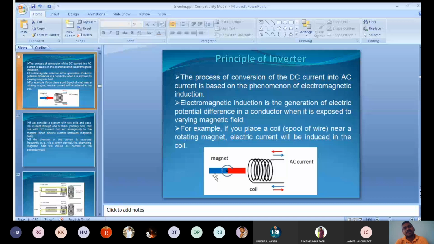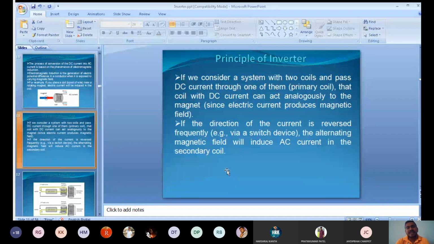If the direction of current is reversed frequently, the alternating magnetic field will induce AC current in the secondary coil.